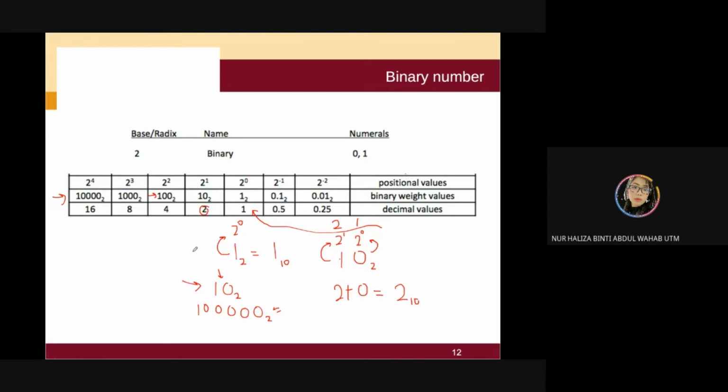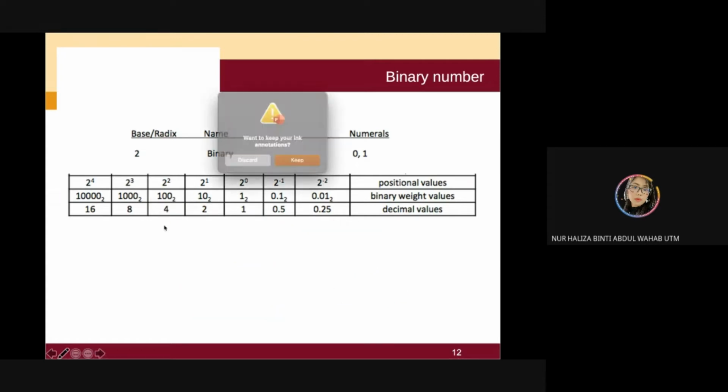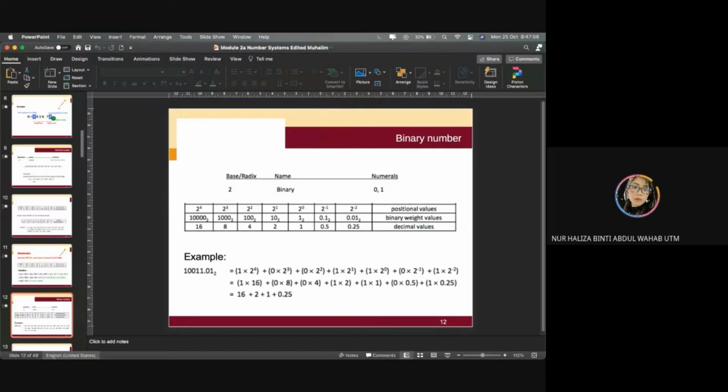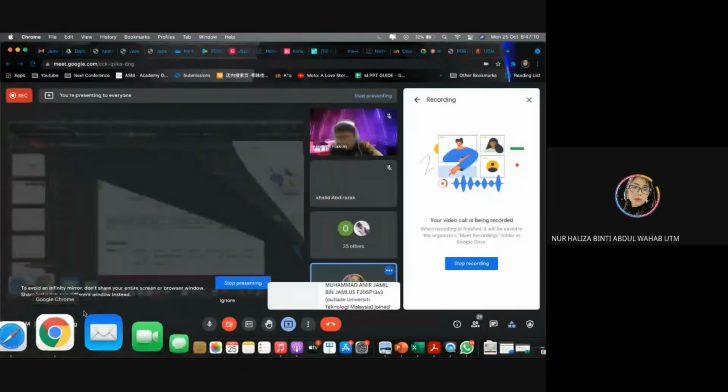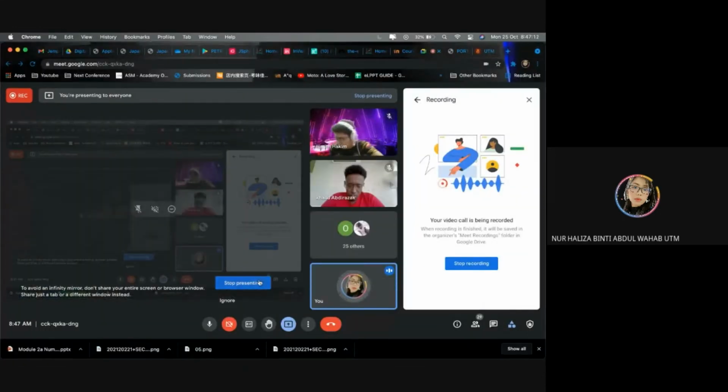So please try to play around with the values and check what is your answer for the decimal value. Now I'm going to pick someone. I'm going to give you numbers. Of course, I am not going to know the answer.